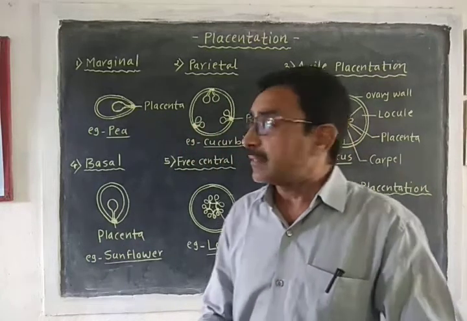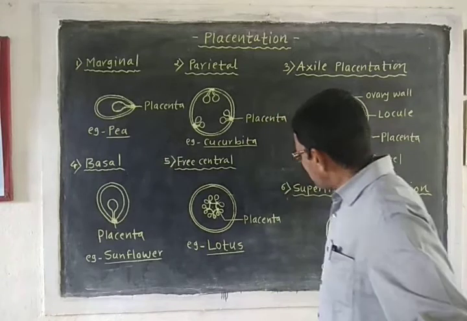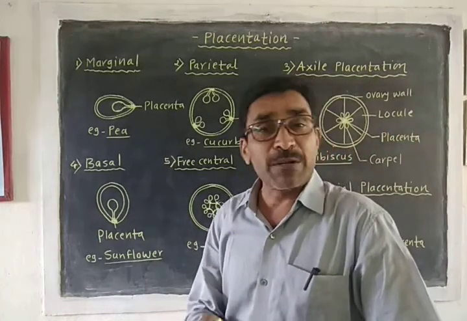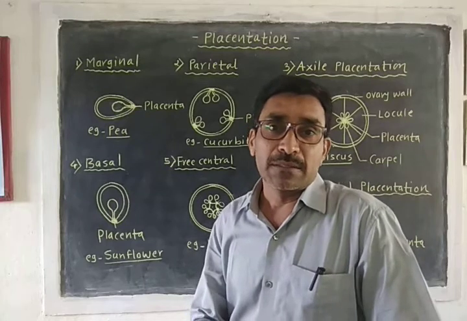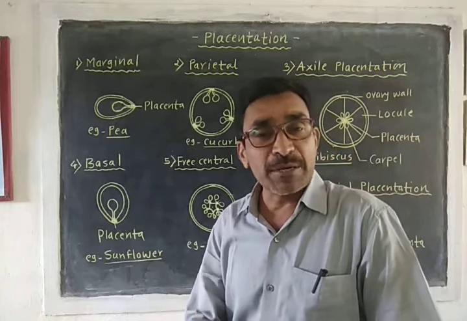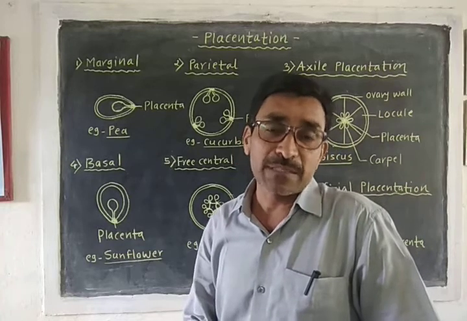Now, these are all transverse sections of the ovary. If we take a transverse section of the ovary, then we observe the arrangement of the placenta, the arrangement of ovules and carpels within the ovary.